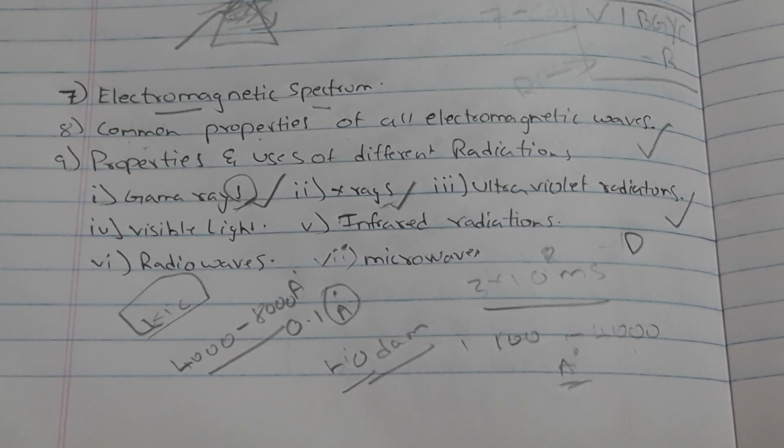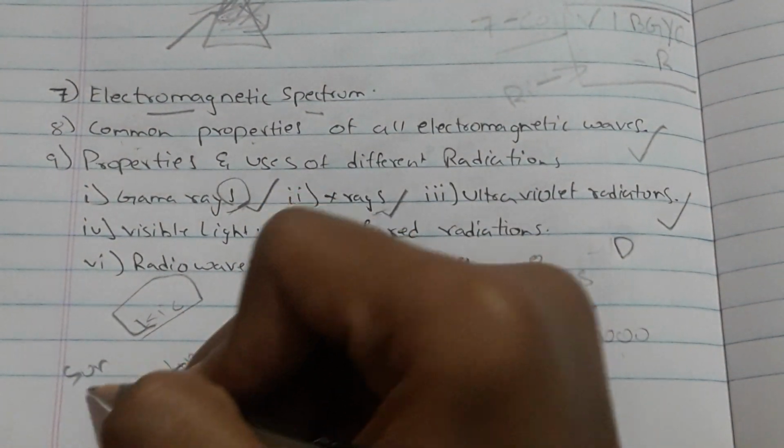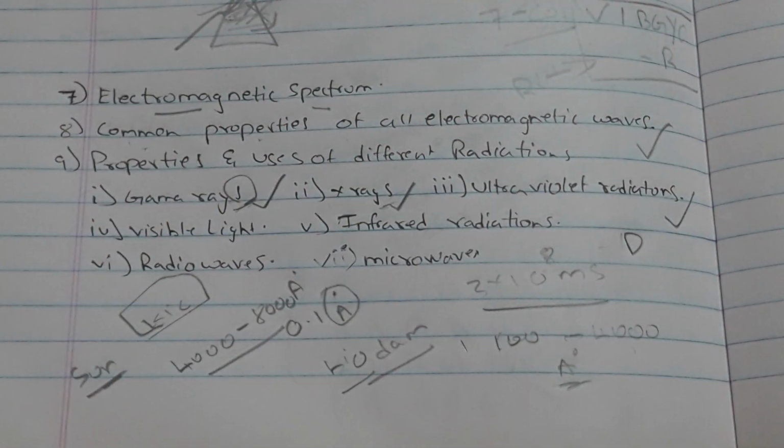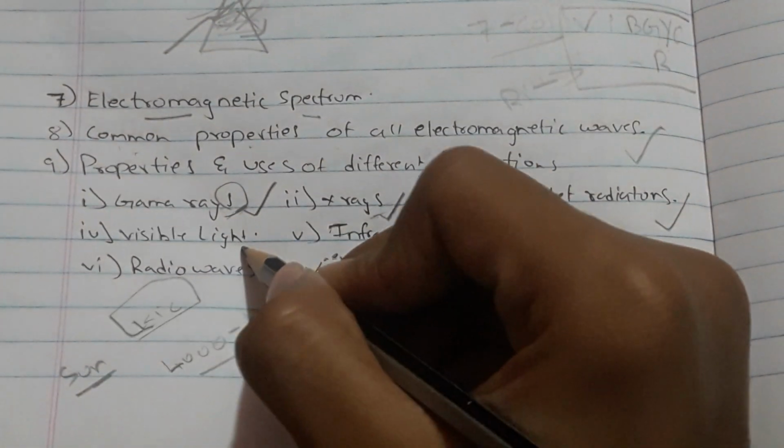And what are the uses of visible light? Visible light is used in photography, in photosynthesis, and to see the objects around us. In photosynthesis, the visible light, that is the sun, is very useful in the process. That is about visible light.